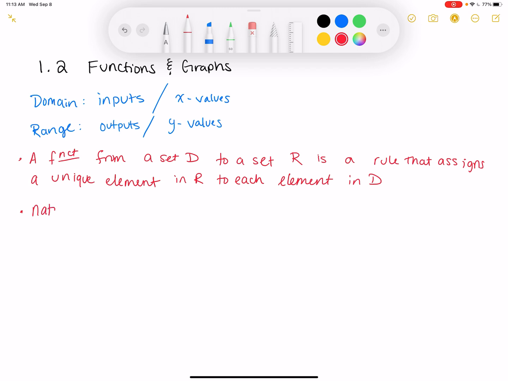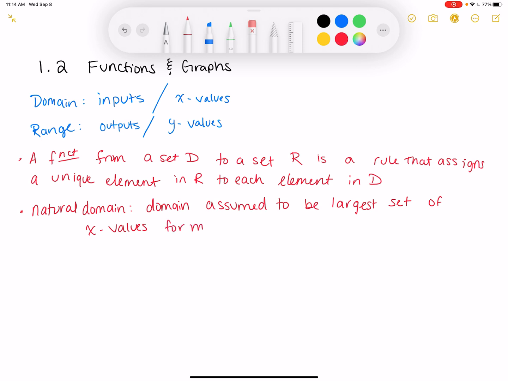A natural domain is the domain assumed to be the largest set of x values for which a formula gives real y values.